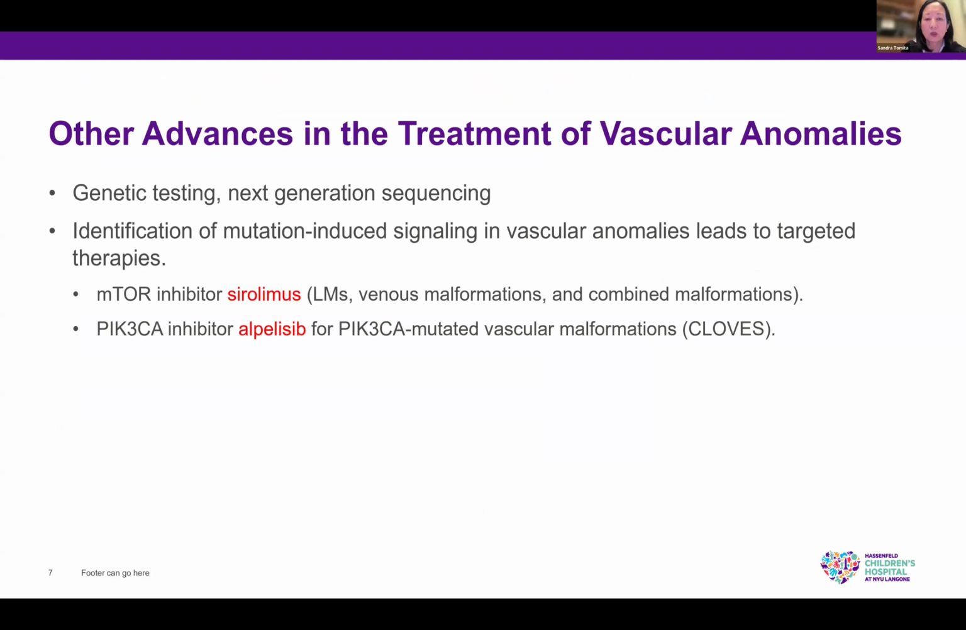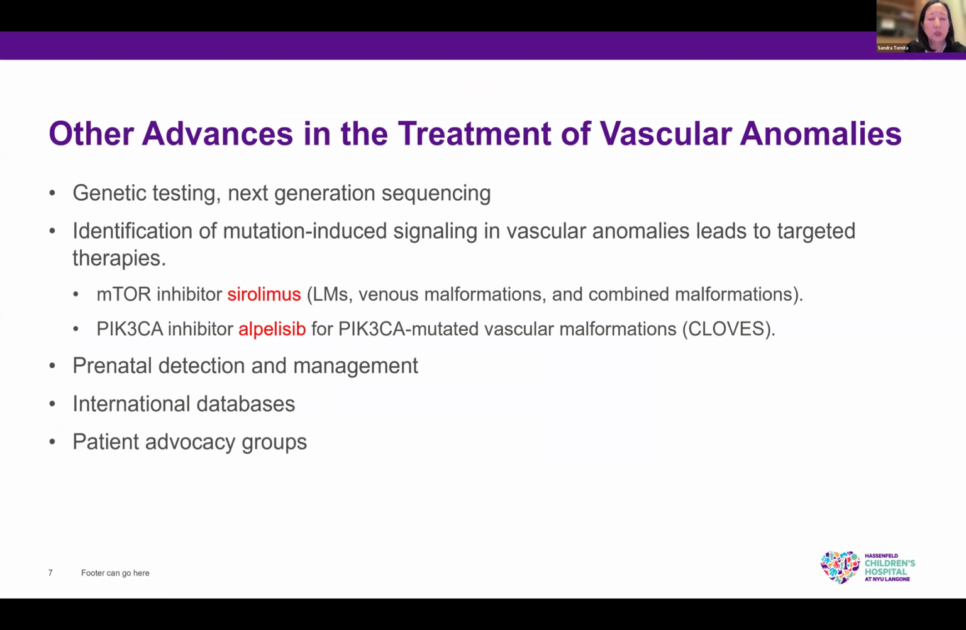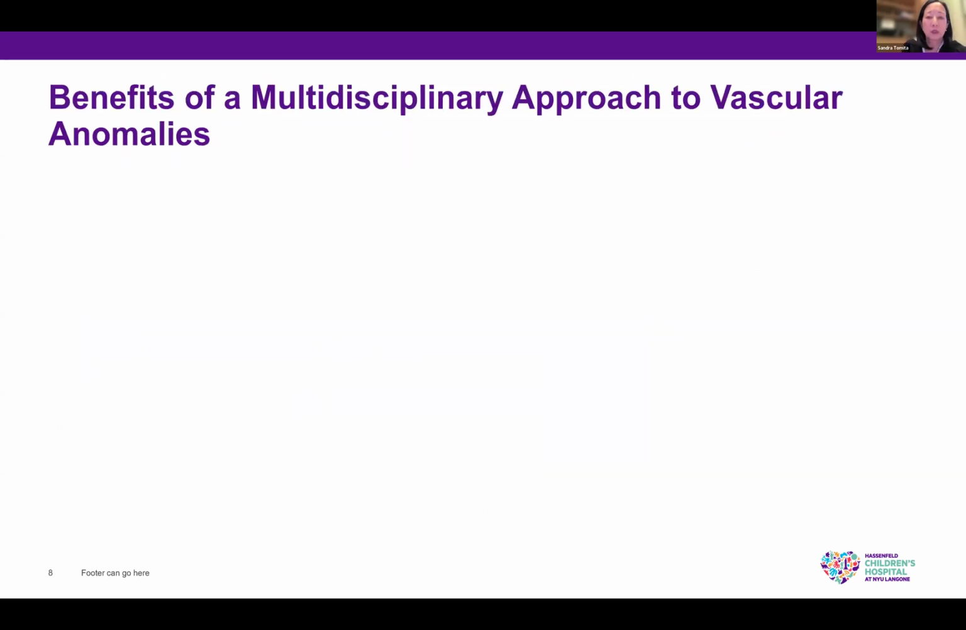identification of mutation-induced signaling in vascular anomalies, which led to targeted therapies such as sirolimus and the PIK3CA inhibitor, the prenatal detection and management of these anomalies, the creation of international databases and patient advocacy groups.